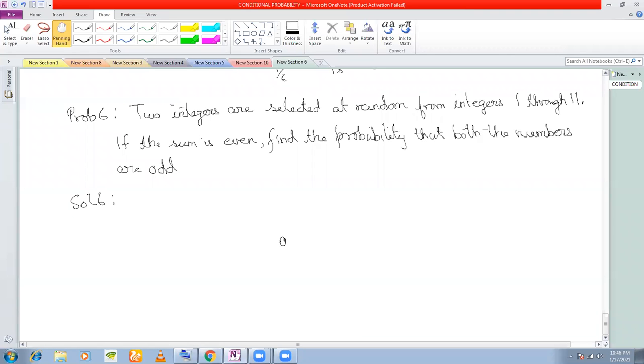The problem here is: two integers are selected at random from integers 1 through 11. That means 1, 2, 3, 4, 5, 6, 7, 8, 9, 10, 11. Any two integers you are selecting from these numbers.